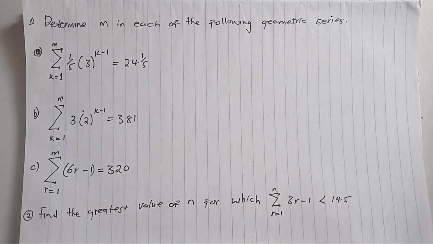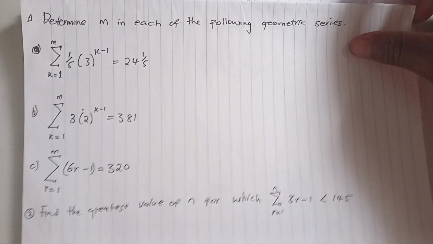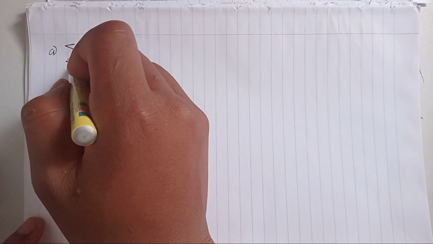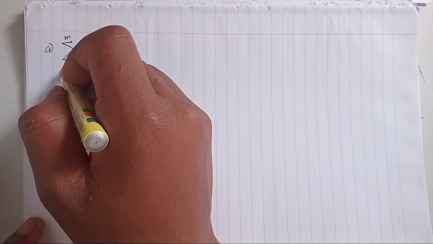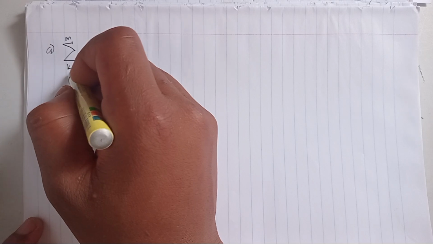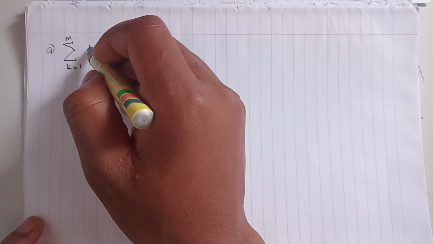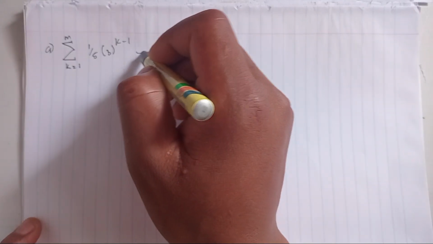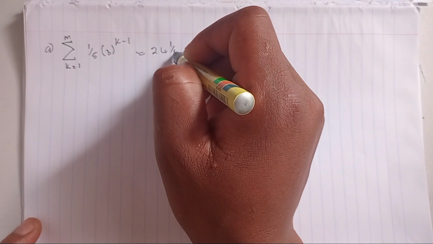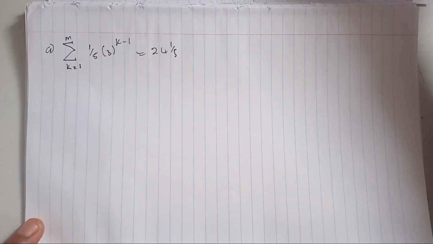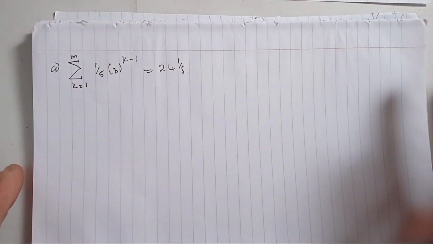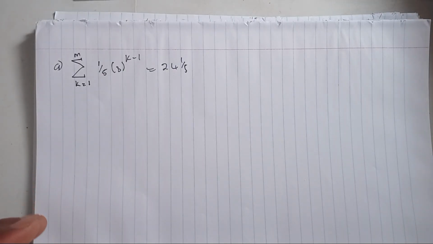The first question, let me just rewrite it here. The sigma notation, the sum from k equals 1 till m of 1 over 5 into 3 exponent k minus 1, is equivalent to 24 1/5. Now the question says that we must determine the value of m in each of the following geometric series. Now we are going to try and follow the steps that we spoke about.